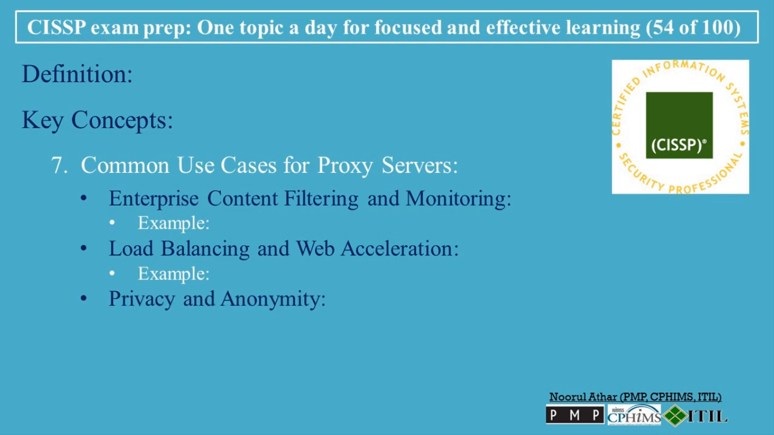Users who want to browse the internet anonymously or access geo-blocked content use proxy servers to hide their IP addresses and bypass regional restrictions. Example: a user connects to an anonymous proxy to access streaming content that is restricted to certain geographic locations.